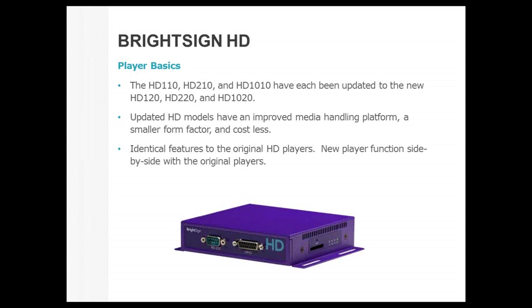The new player is quicker at doing that type of thing than the old player was. So an image that might take an extra moment or two to be displayed by the Model 1010 is displayed virtually instantly by the Model 1020. So something to keep in mind: the smaller form factor, a faster CPU, and a lower cost. So all good advantages on the new line. And feature equivalent.